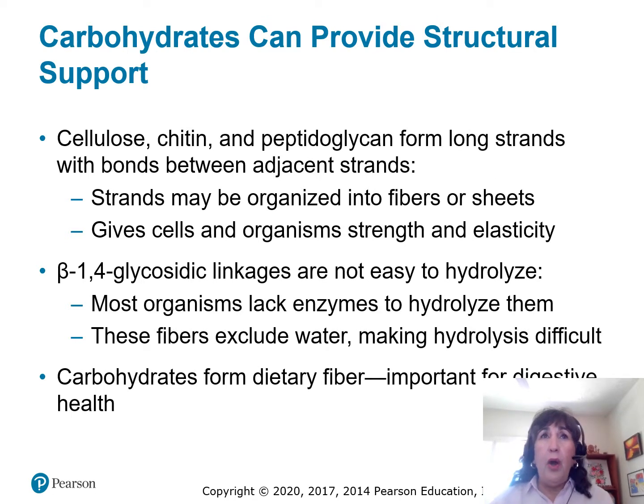So we know that carbohydrates can provide structural support, and it's those polysaccharides that contain beta 1,4-glycosidic linkages. So that would be cellulose, chitin, and peptidoglycan. And these guys can form sheets and strong connections, and they're very hard to break.